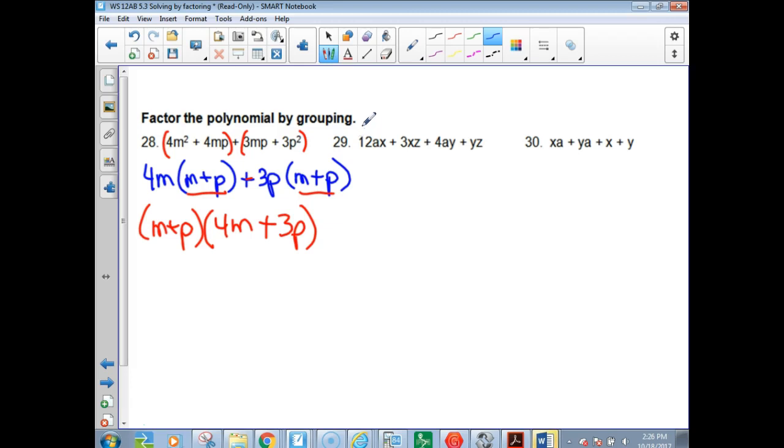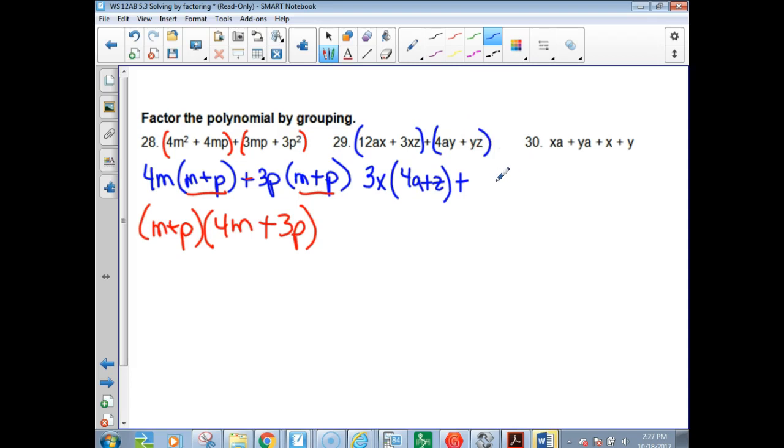Okay, group these, guys. So we'll go with the first 2 and the second 2. It doesn't always work that way, but most of the time it does. Sometimes you have to do some rearranging. Okay. What's in common to 12ax and 3xz is 3x. 12ax divided by 3x is 4a. 3xz divided by 3x would leave me with just a z. Bring on the plus sign.